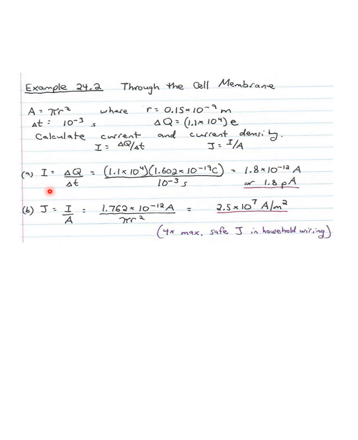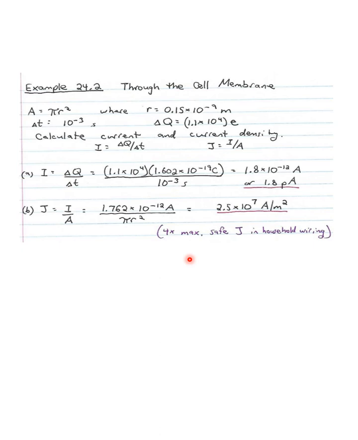Let's first calculate current. It's the charge that passes through over the time. So there is the number of charged particles times the charge on each one, divided by the time, and we get 1.8 picoamperes. Next question is, what is the current density? We take the answer from part A, here's the non-rounded answer, 1.762 times 10 to the negative 12 amperes, divide by the cross-sectional area, and we get 2.5 times 10 to the 7th amperes per meter squared.